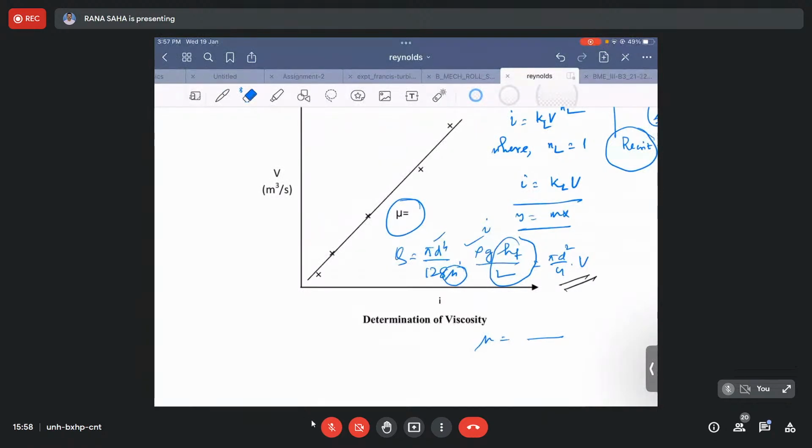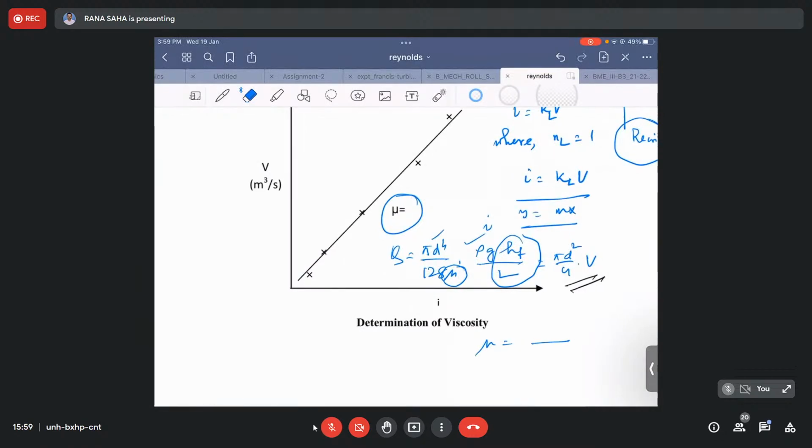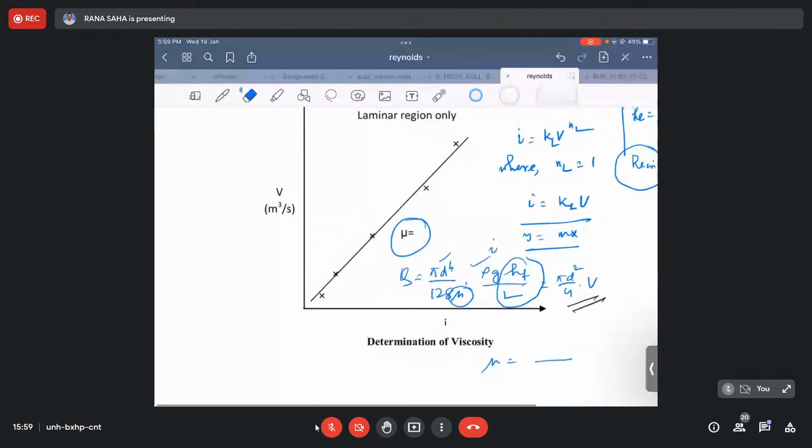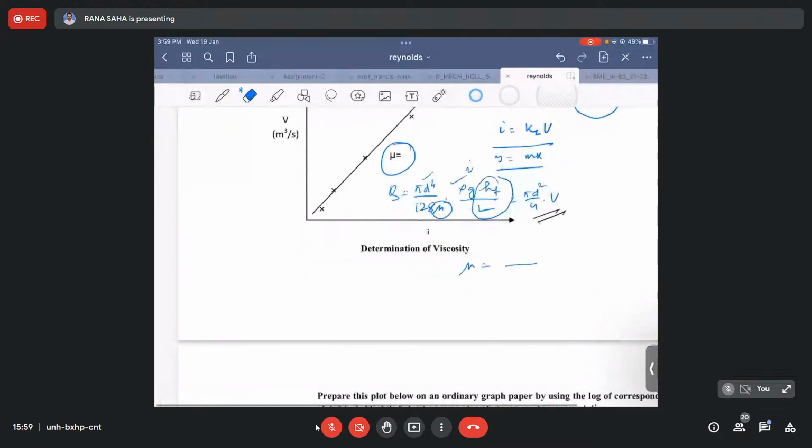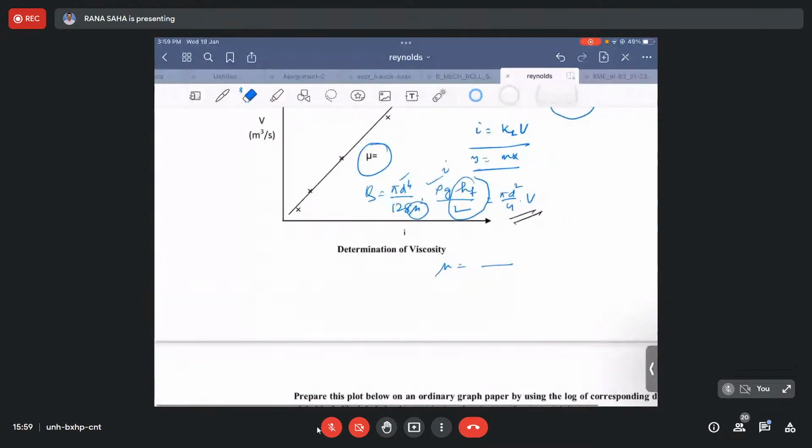So this is the Q. So now for the laminar region, if you take V versus I and get a point on the line, write this expression, I mean this Hagen-Poiseuille equation, in a modified manner in terms of mu is equal to the rest.